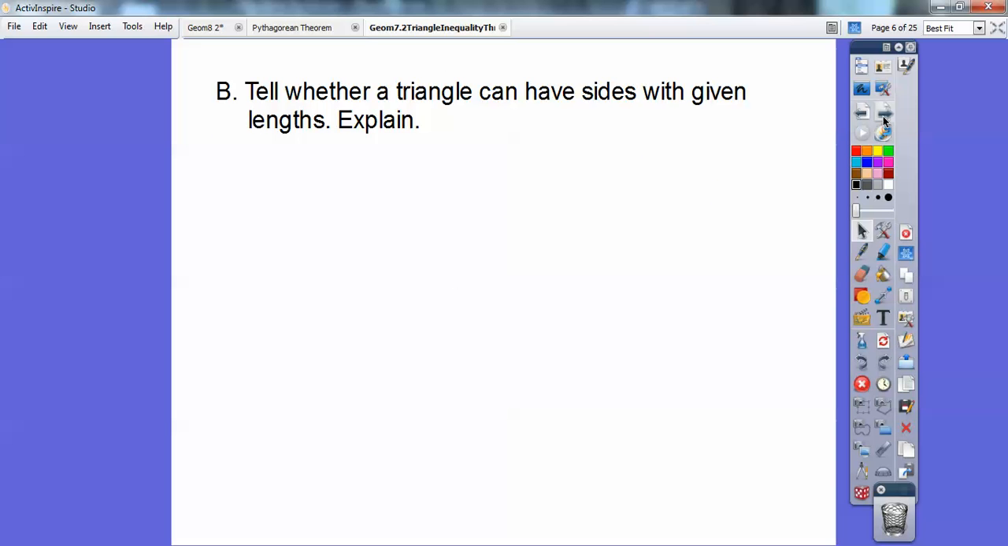So tell whether a triangle can have the sides with the given lengths, and explain. Okay, number one, 3, 5, and 7. Is 3 plus 5 greater than 7? Yes. Is 3 plus 7 greater than 5? Yes. And 5 plus 7 is greater than 3. So yes, it is a triangle because the triangle inequality theorem says so.